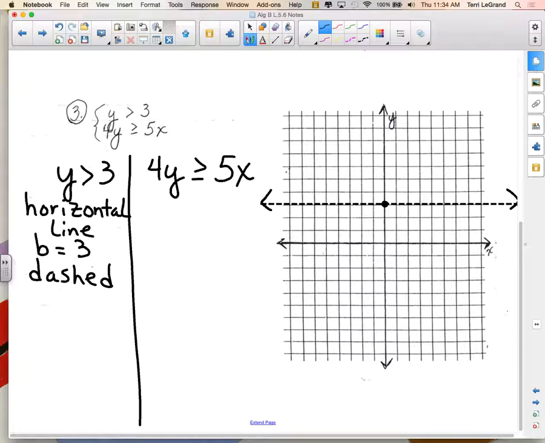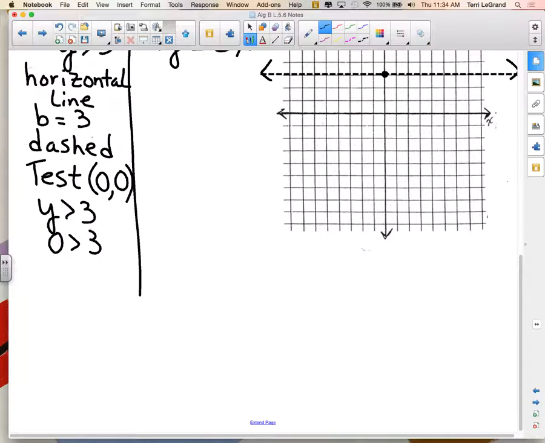Could we test something still, just to make sure? Yes. We could test 0, 0. We could still do our test point. But are we going to have to sub an x value in? No, because we don't have any x's. So we're going to do y is greater than 3, subbing in a 0 for our y. And we're going to get, it should be true or false? False.